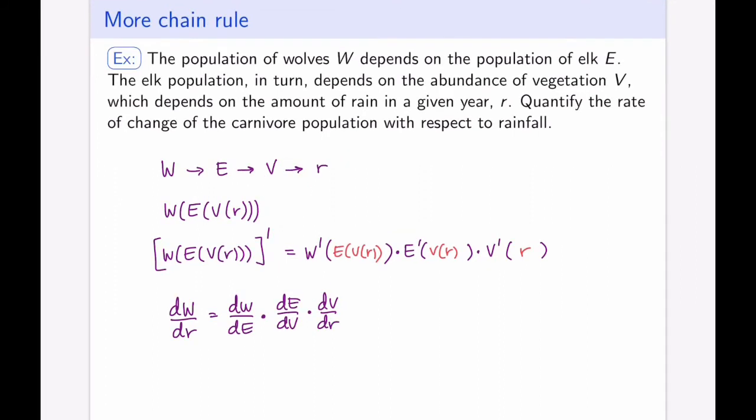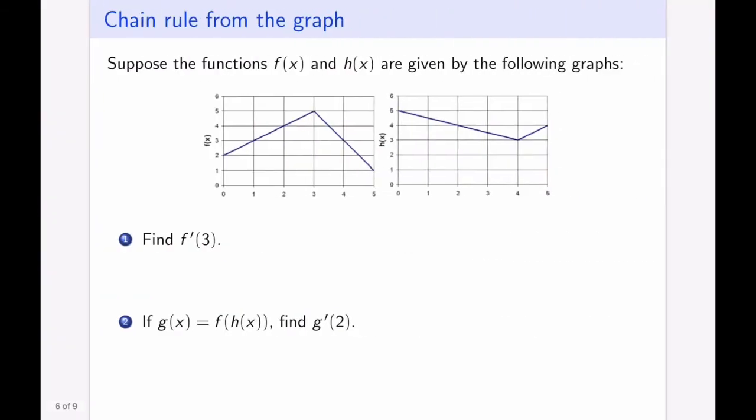So at this point, we have seen the analytical and the verbal description of the chain rule. Let's move on to take a look at the graphical and then the numerical applications of the exact same rule. So here we have two functions, f of x and h of x, given by the graphs. So this is the graph of the function f of x. This is the graph of the function h of x. We are not given formulas, although you can derive them at this particular point.